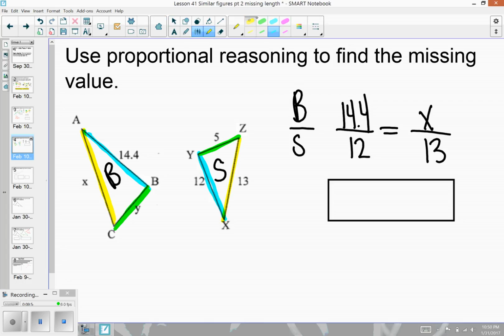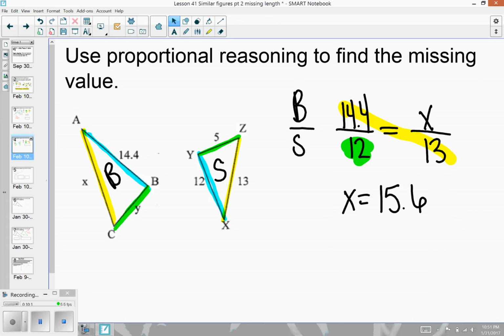Excellent. All right, so again, you're going to cross multiply the numbers you have, and then you will divide by the number that's left over to find the value of x. And after you do so with your calculator, you're going to find that x is equal to 15.6. All right, that seems like it will make sense because we already have 14.4 as one of our values. So to have another side that is a decimal doesn't seem to be out of sorts in this situation.